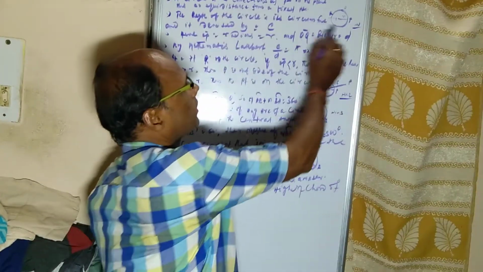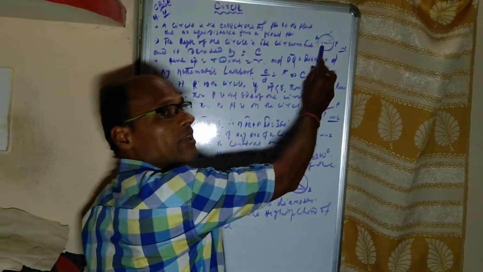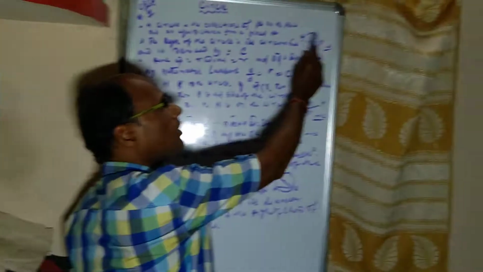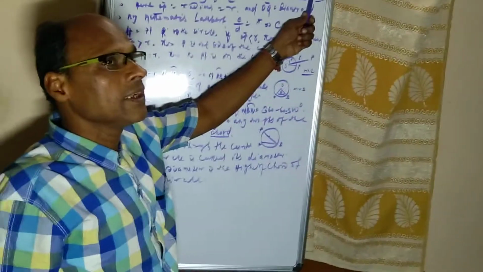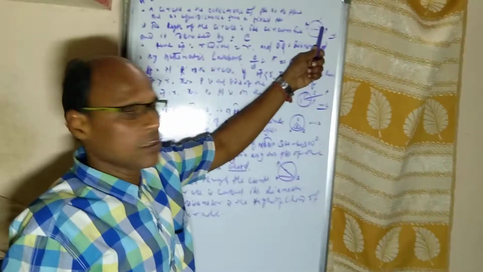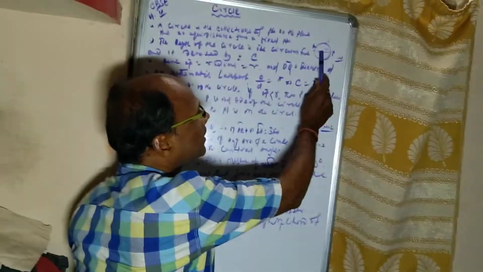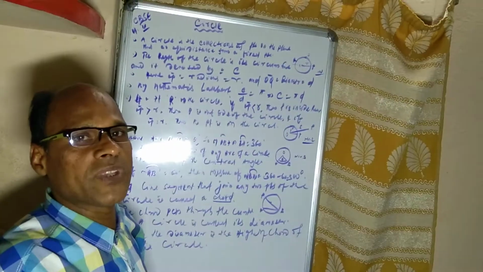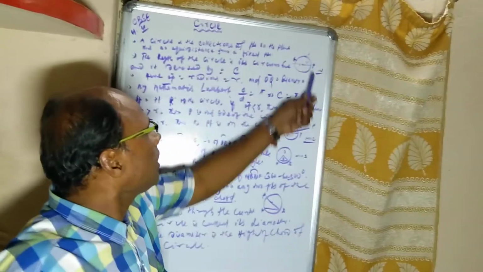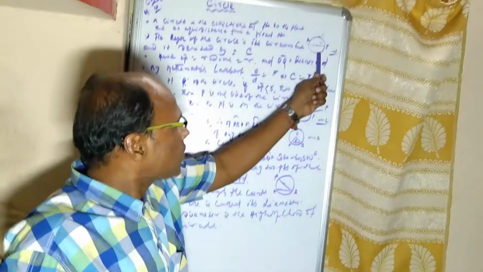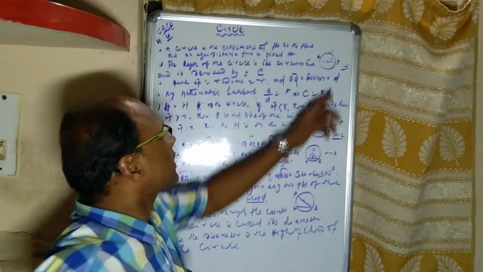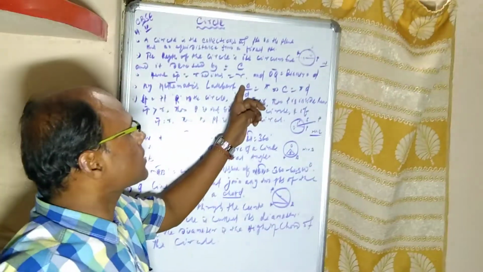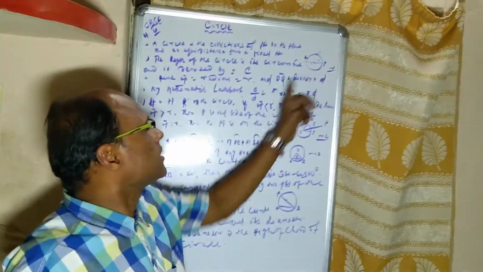Here O is the given point, and let P be a point on the circle. OP is the radius of the circle, and PQ is the diameter of the circle. Here the total circumference is denoted by C. Let the circumference be C and the diameter be D.